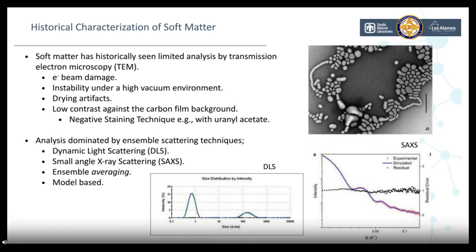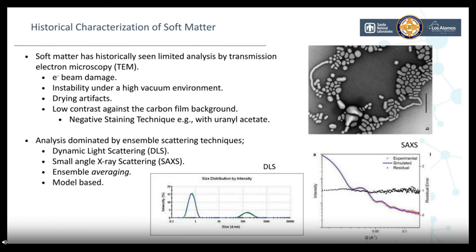So soft matter has historically seen limited analysis by transmission electron microscopy due to a few inherent problems. One is that it gets damaged by the electron beam. It's soft matter. It also has an instability under a high vacuum environment. This is especially true if it's hydrated or solvated. To look at it, you typically have to drop cast onto a grid and then dry off the solvent. And that gives you a lot of drying artifacts and uncertainty in your structure.